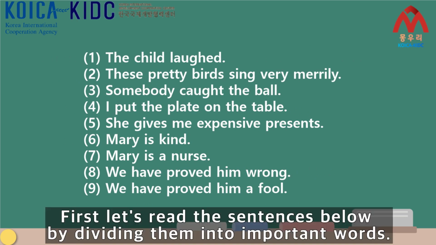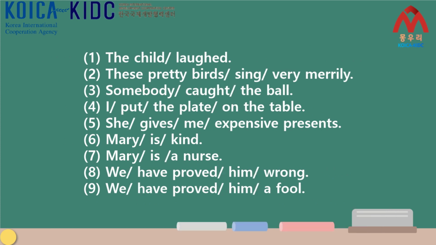First, let's read the sentences below by dividing them into important words. The child left. These pretty birds sing very merrily. Somebody cut the board. I put the plate on the table. She gives me expensive presents. Mary is kind. Mary is a nurse. We have proved him wrong. We have proved him a fool.